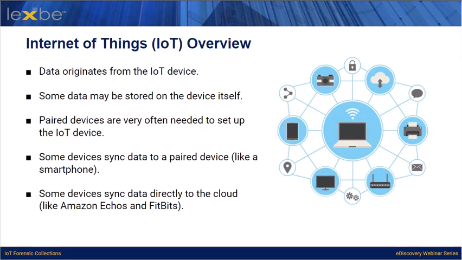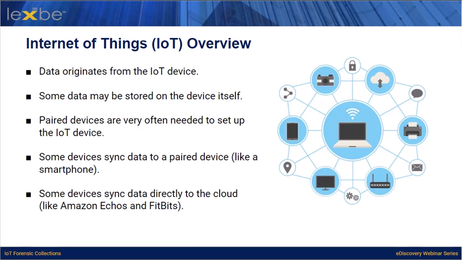So let's talk a little more about Internet of Things. The data originated from the Internet of Things device. So if you have data, say we're going to go back to the Ring camera, that's where the data originates from: the camera itself being able to view what's happening outside your front door. Some data may be stored on the device itself, like we spoke about, being able to pull up any type of information quickly that you don't need an internet connection for.